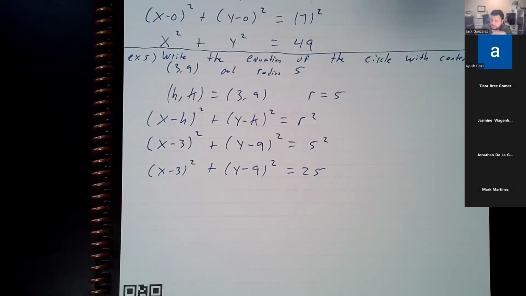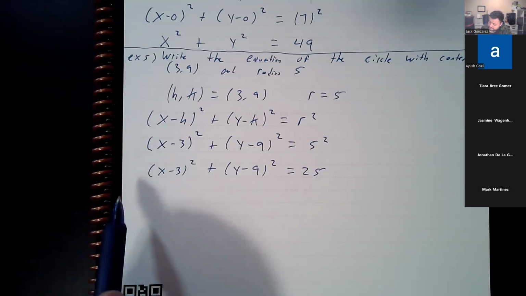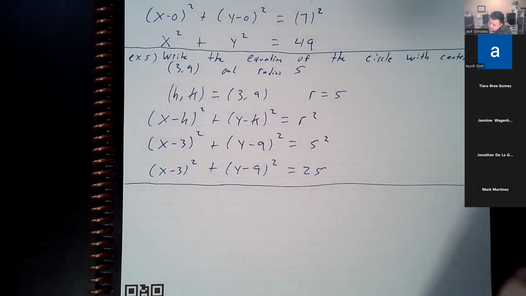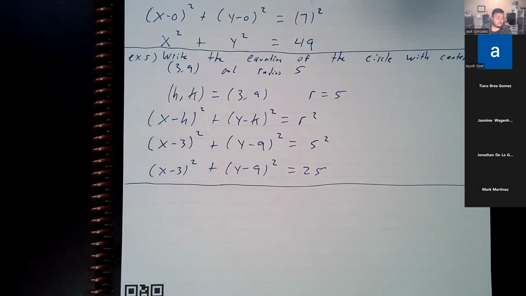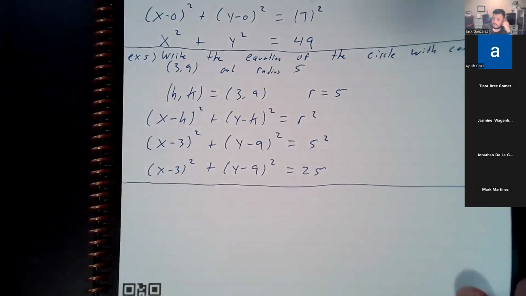Now, they can make it more complicated, right? Because they always do. If you don't have the radius or don't have the center, you're going to have to figure it out. You guys cool on 5 before I move on? Okay.